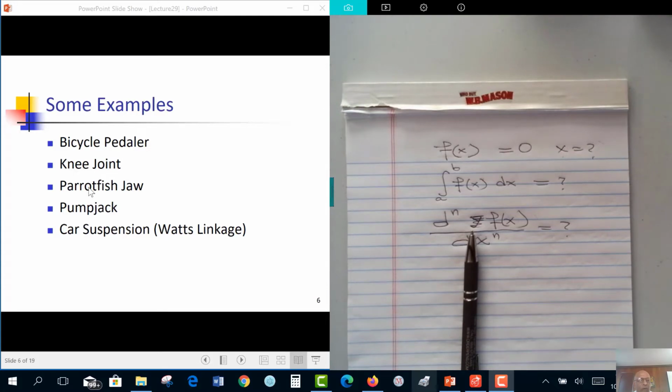Okay, here is another one which is of a parrotfish jaw. By the way, I have not been identifying which of the 4 types of 4-bar linkages each of these were. So you might want to identify on your own, if this interests you, what kind of a 4-bar linkage it is.